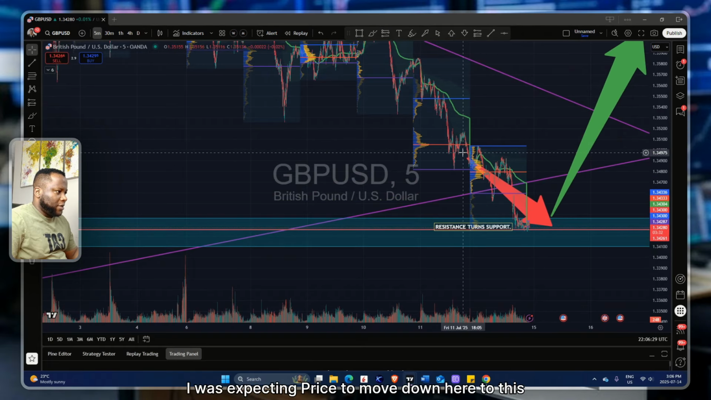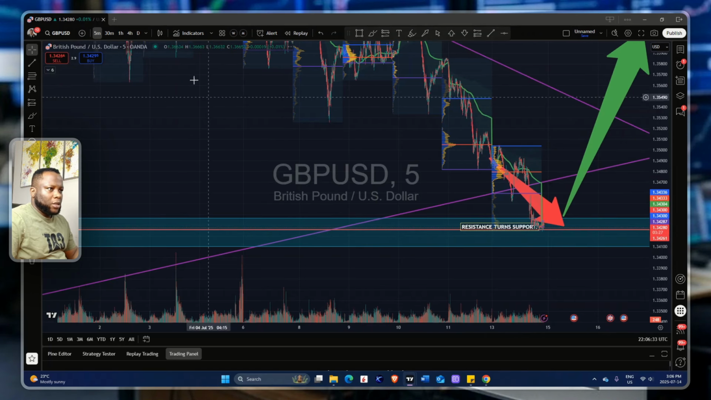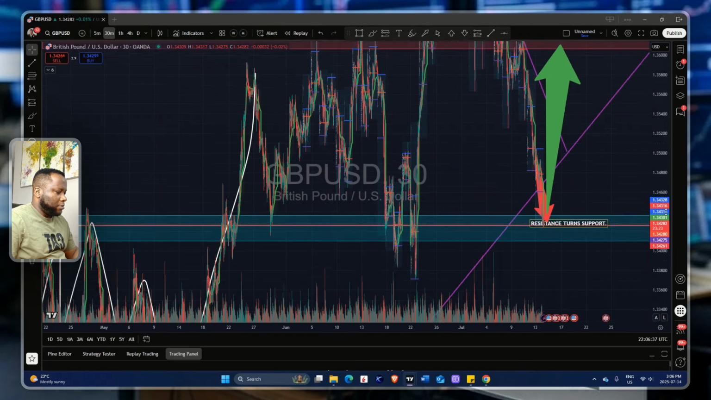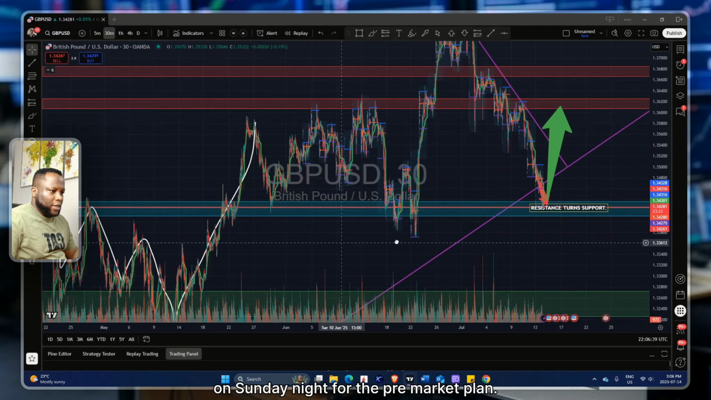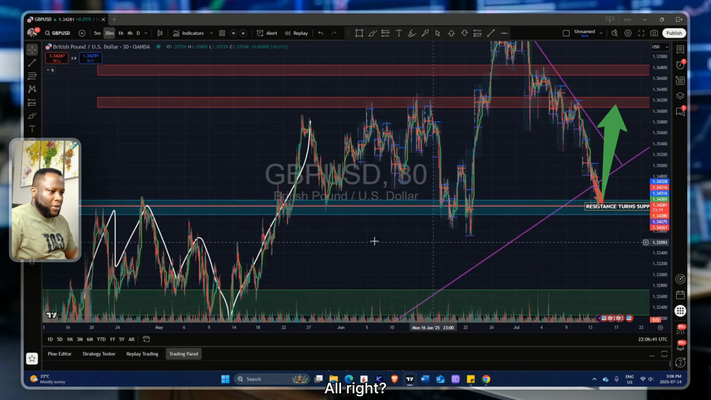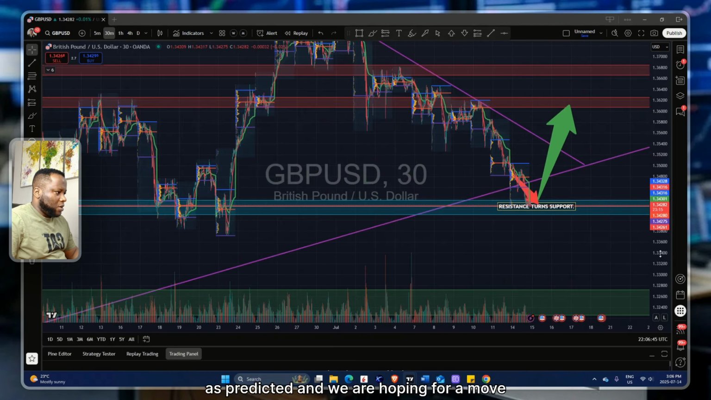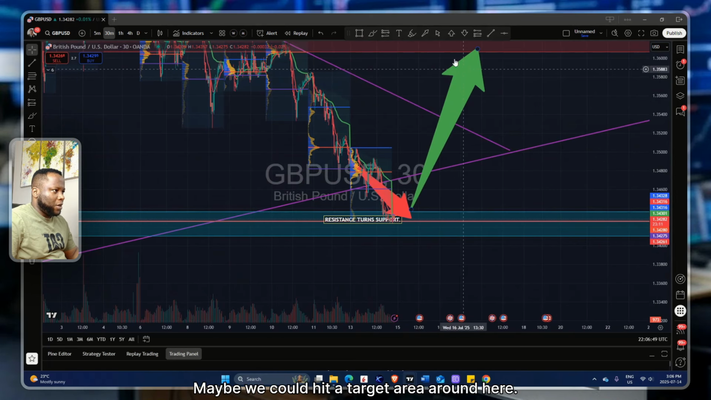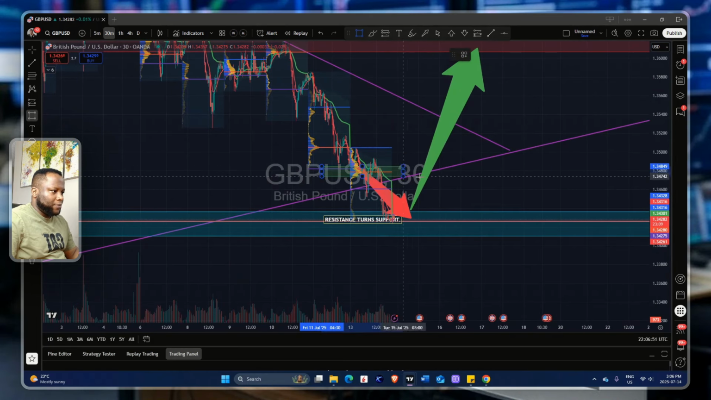I was expecting price to move down here to this resistance and support area. As you can see here, this line was perfectly drawn on Sunday night for the pre-market plan. All right, now we are in contact with this support as predicted, and we are hoping for a move from this support area. Maybe we could hit a target area around here.